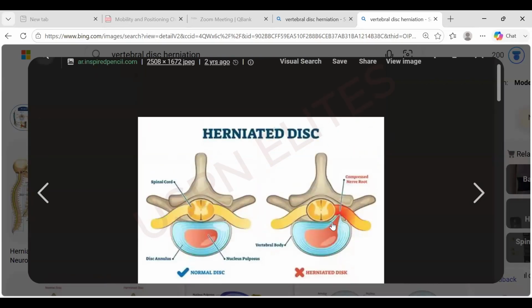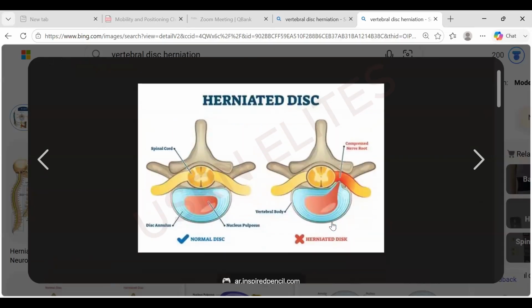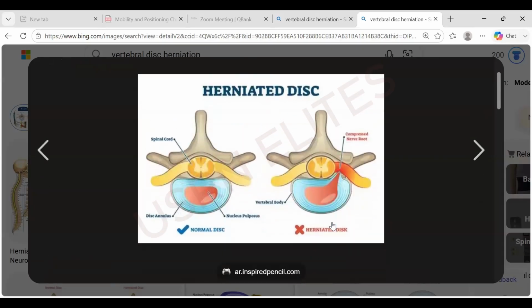So that's all about herniated disc. Herniated disc. All right. So if this herniation means that the fluid is coming out, then it leads to what? Compression. Okay, on the nerve. All right. So that is it.